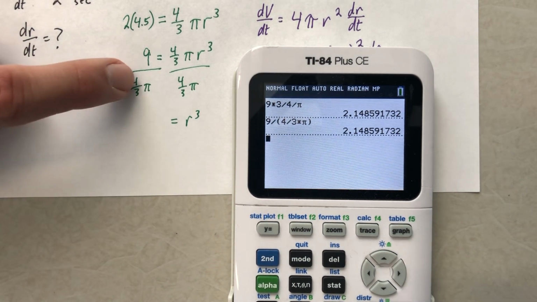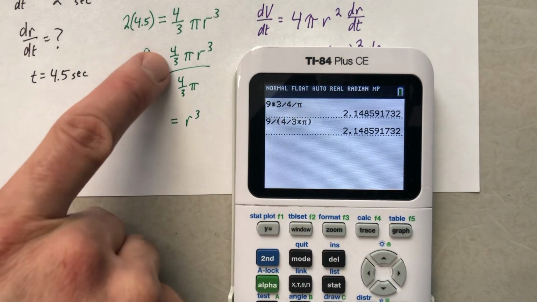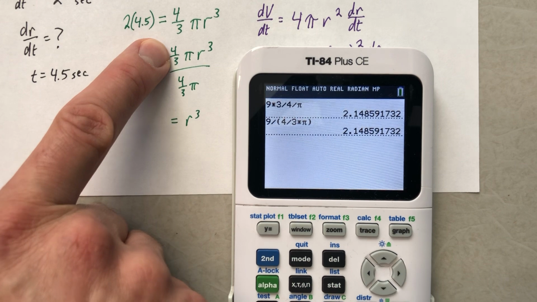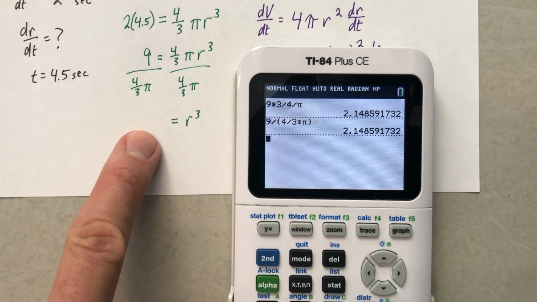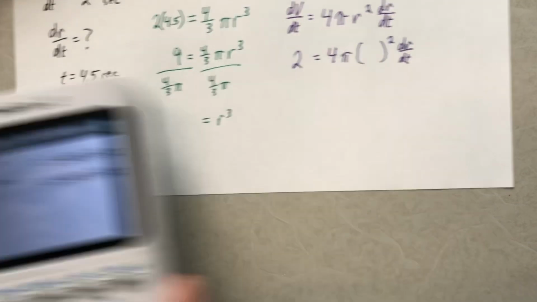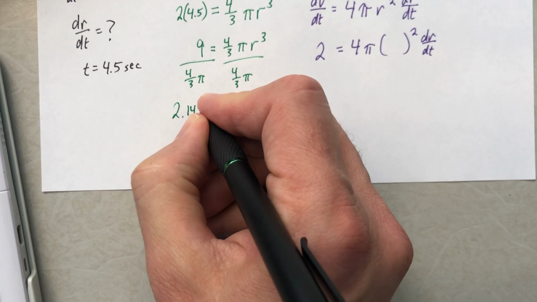See, this is that. This is me saying, oh, get rid of the division, get rid of the multiplication, get rid of the multiplication. It's the same thing. And so r cubed is equal to this. You can write this down or not. If you want to skip this step, you can. So 2.149 is what I have.